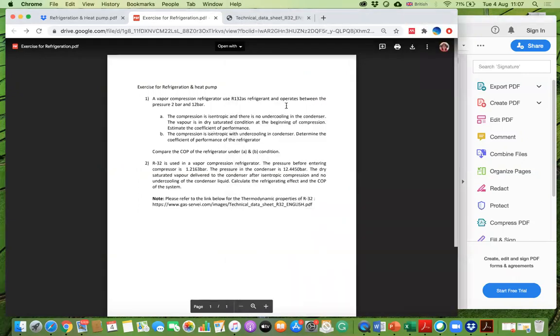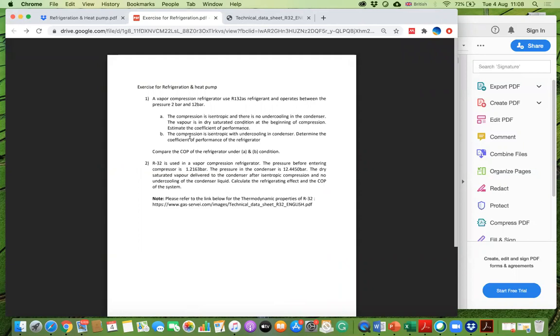It operates between 2 bar and 12 bar. The compression is isentropic and there is no undercooling in the condenser. The vapor is in dry saturated condition at the beginning. Estimate the COP.